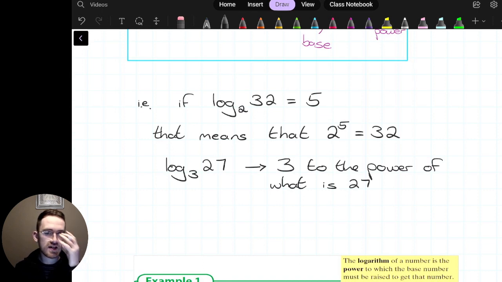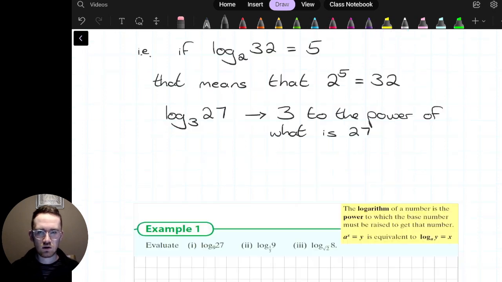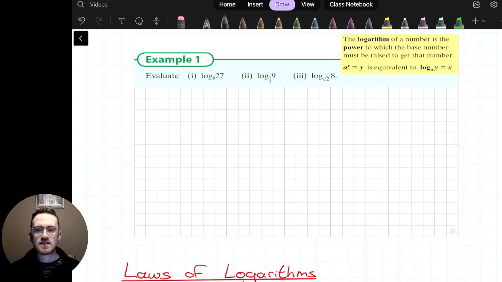How can we rephrase this, and can we say it in a way that we are going to remember exactly what it means so that we can translate easily between our exponentials and our logs? That's the goal. So looking at this first example, we have log to the base 9 of 27. Okay, so let's have a look at this one.